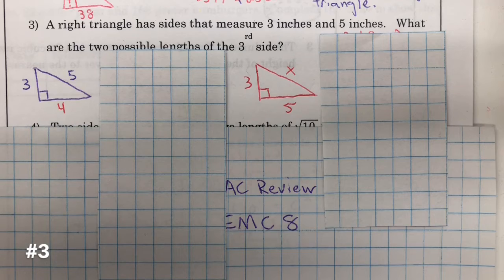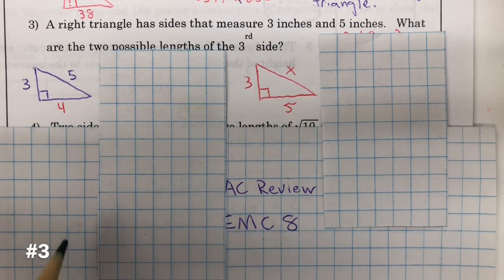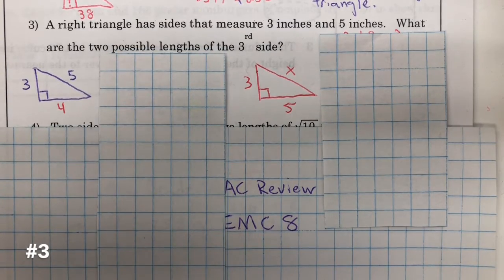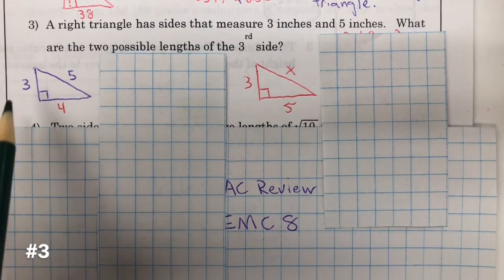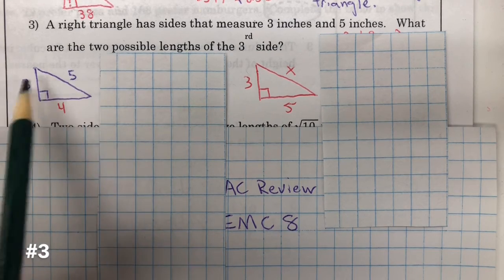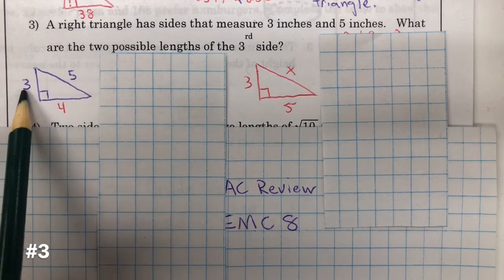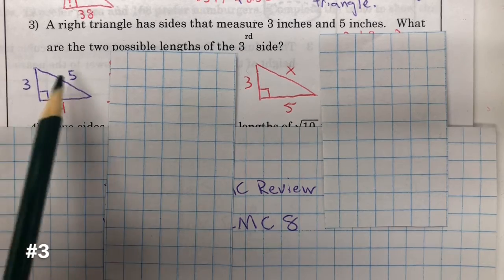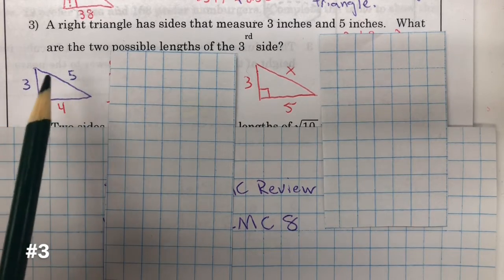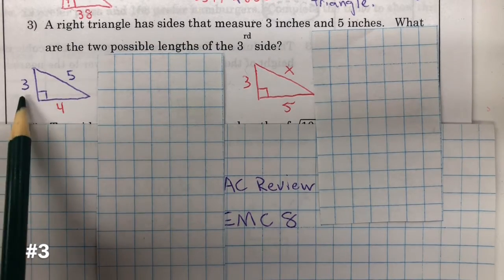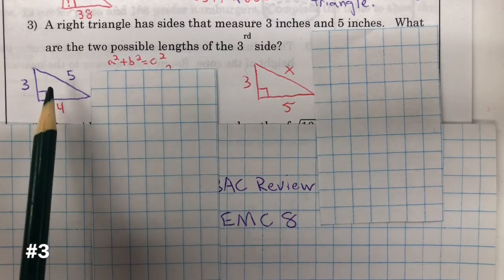For number 3, a right triangle has sides that measure 3 inches and 5 inches. What are the 2 possible lengths of the third side? So we know the sides are 3 and 5. So 3 and 5 is one option, and 3 and 5 here. Well, if this is 3 and this is 5, this is a 3, 4, 5 triangle. If you didn't recognize it, then you would have to do a squared plus b squared equals c squared.